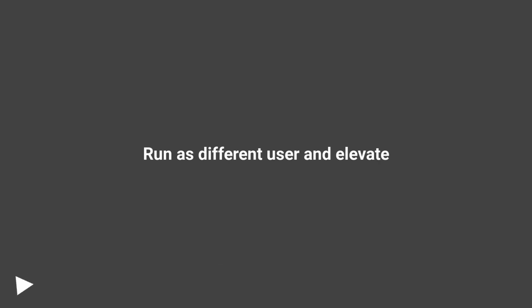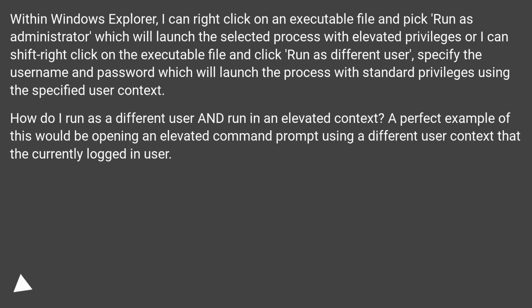Run as different user and elevate. Within Windows Explorer, I can right-click on an executable file and pick Run as Administrator, which will launch the selected process with elevated privileges, or I can shift right-click on the executable file and click Run as Different User, specify the username and password, which will launch the process with standard privileges using the specified user context.